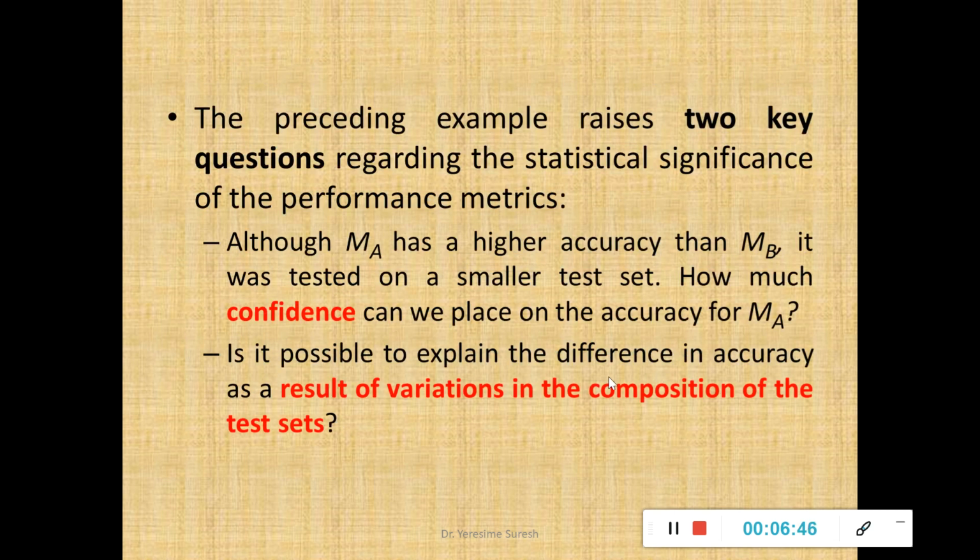Is it possible to explain the difference in accuracy as a result of variations in the composition of test set? That means whether the number of instances considered for model A and model B is the same. Of course, the number of records, number of instances are the same, 30 and 30, but the data set might be complex. Model A might be evaluated for a complex data set, model B for a simpler data set. In that case, will I be able to differentiate the accuracy? That is the second question that I am supposed to answer. So how will we answer these things?